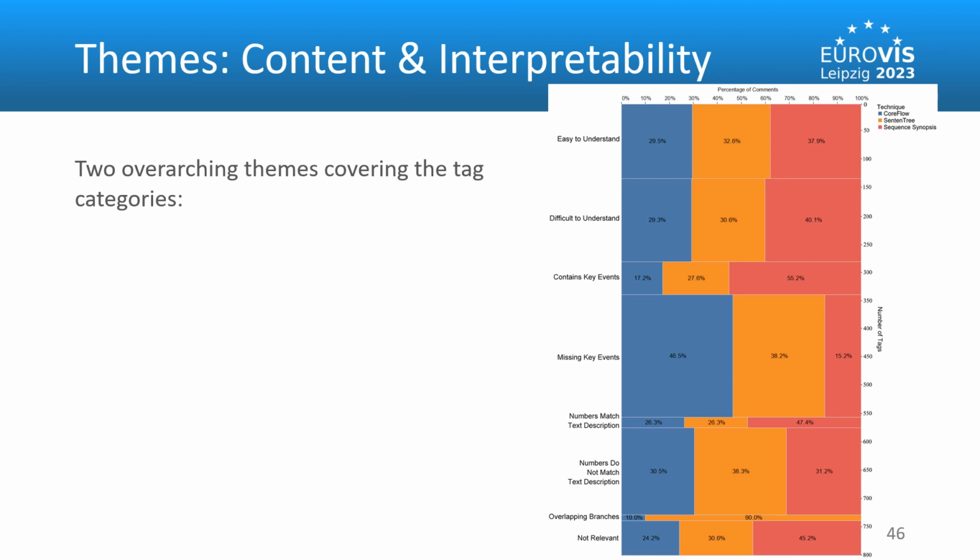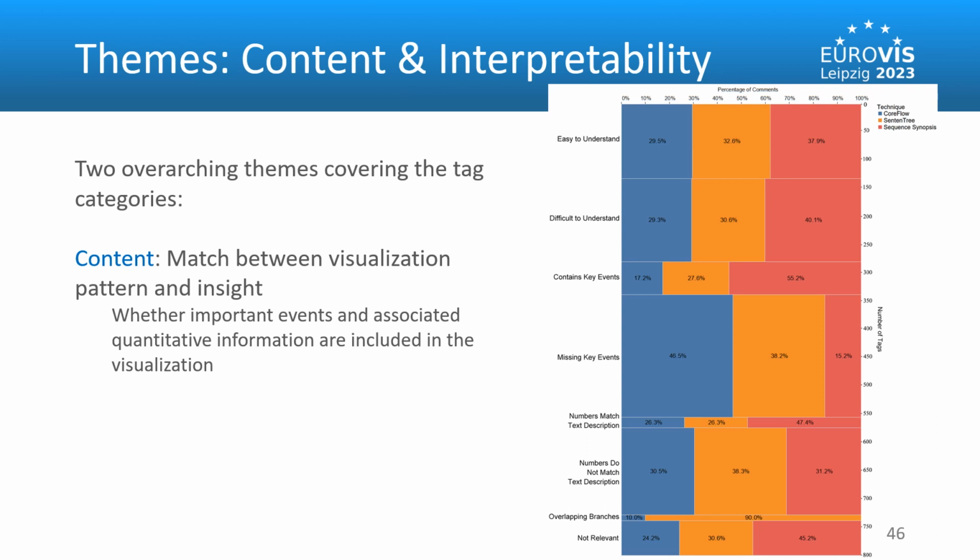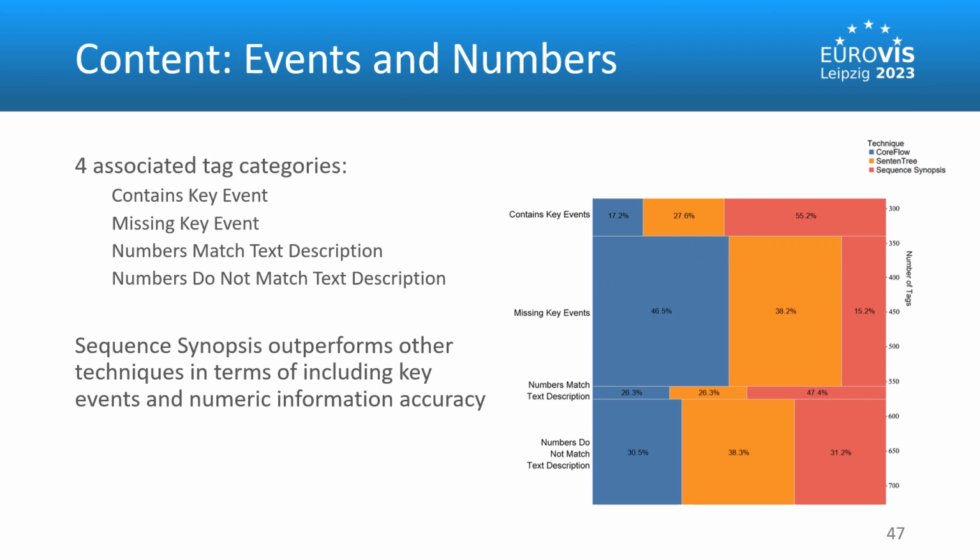The first theme is content, how closely the patterns in the visualization match the insight. It describes if important events and associated quantitative information are included in the visualization. The second theme is interpretability, how easy it is to read the visualization. We identified 4 tag categories associated with content based on if the summary contains key events and if the numbers match the text description. Sequence Synopsis outperforms the other techniques in terms of key events. It is also the best in numeric information accuracy.